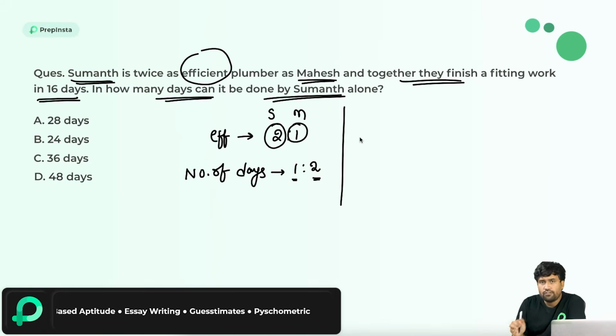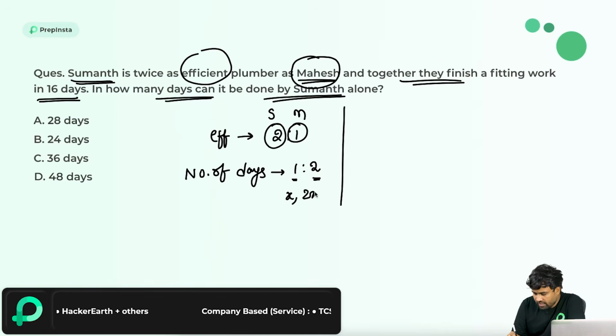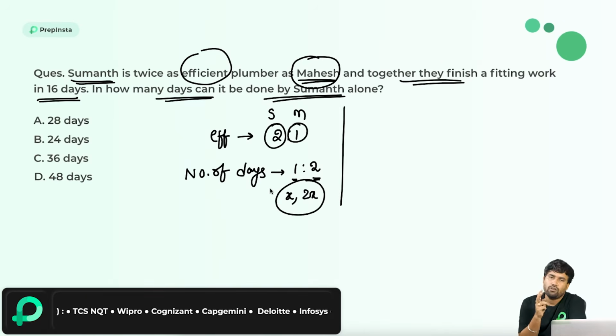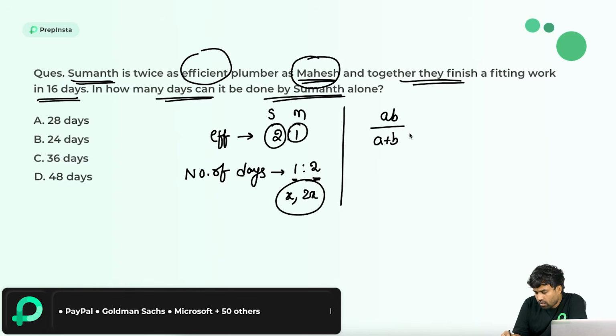Assume that Sumant completes the work in X days and Mahesh completes it in 2X days. If 2 people work together, in how many days can they finish the work? The formula is AB by A plus B, which gives the total number of days taken together. Here A is X and B is the second person, 2X. A and B are the numbers of days. This is the basic formula you need to know in time and work. Next, x into 2x divided by x plus 2x is 2x squared by 3x.